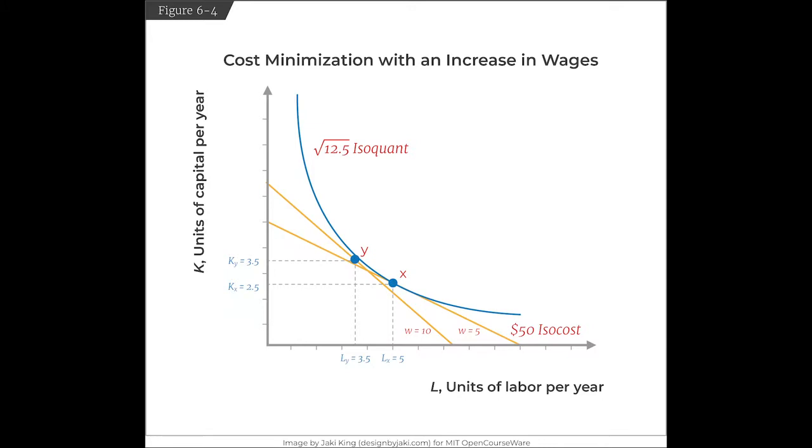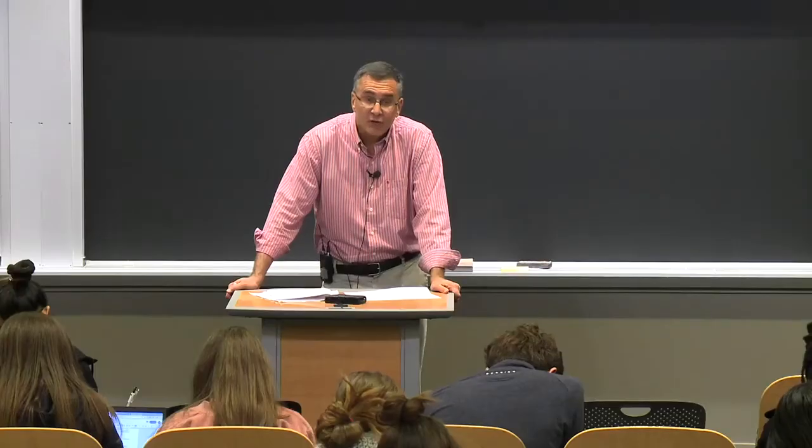Now we have a new... We chose 5 units of labor and 2.5 machines. Okay, that was our original. This is sort of a messed up graph, but our original intersection was at point X. The cost minimizing combination that got a square root of 12.5 production was to have 5 workers and 2.5 machines.